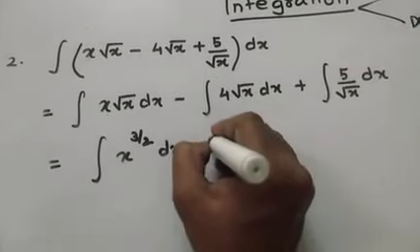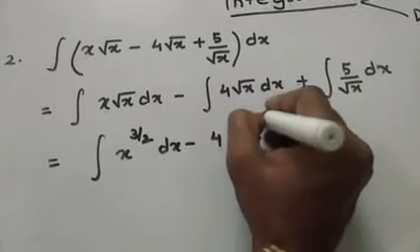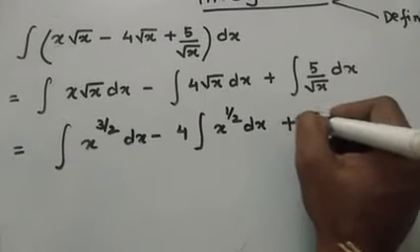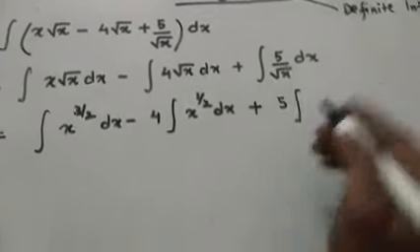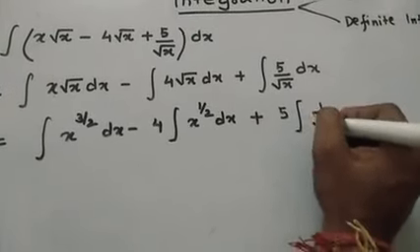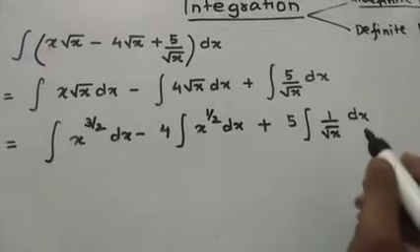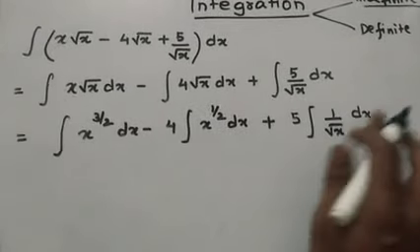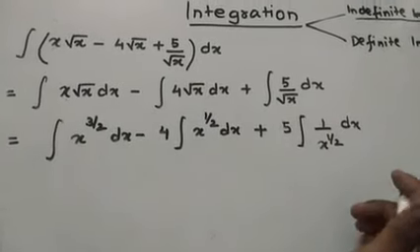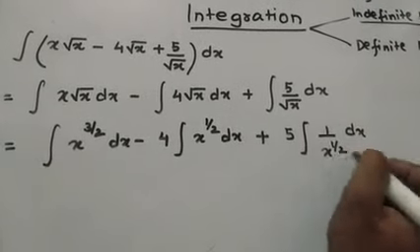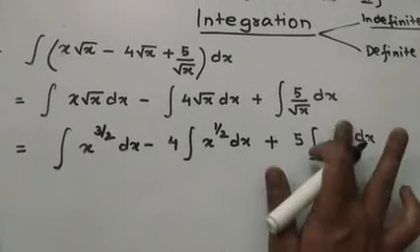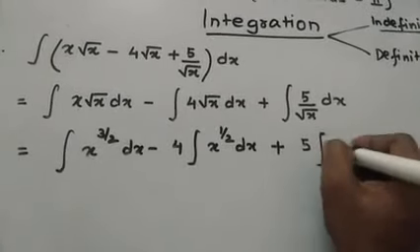4 is a constant, taking the constant out of the integration, and root x means x to the power half dx. Plus 5 is a constant, 5 comes out of the integration. Now see what remains in the integration part: 1 by root x. I am writing here only 1 by root x, after taking 5 out of the integration. Now root x means the power of x is half. If we take this x to the power half term from the denominator to the numerator, the power becomes minus. So at last we can write it.